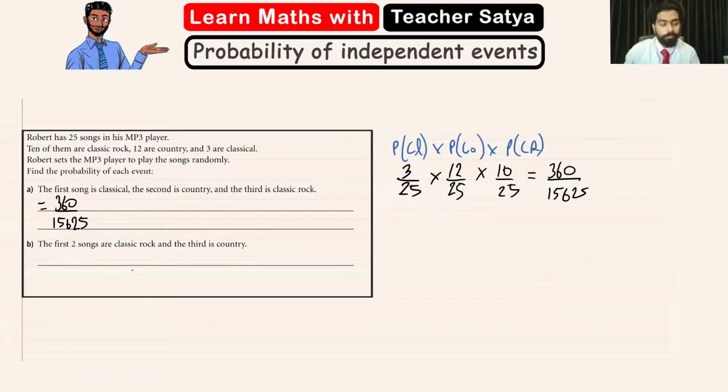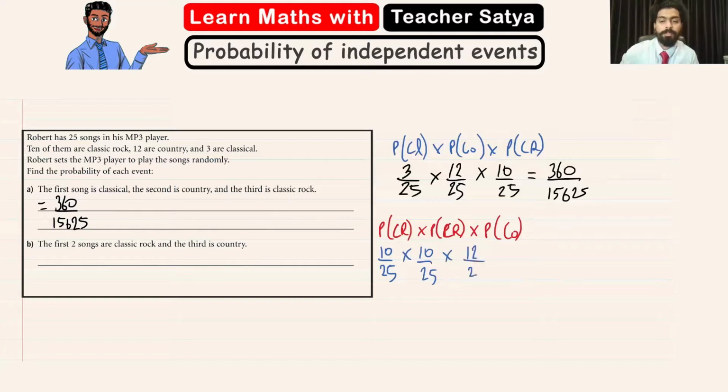Now question B: the first 2 songs are classic rock and the third is country, right, guys? So let's write it down. It's P of classic rock multiplied by P of classic rock multiplied by P of country. As you can see, classic rock is 10 over 25, multiplied by, again, classic rock is 10 over 25, multiplied by the probability of country, which is 12 over 25.